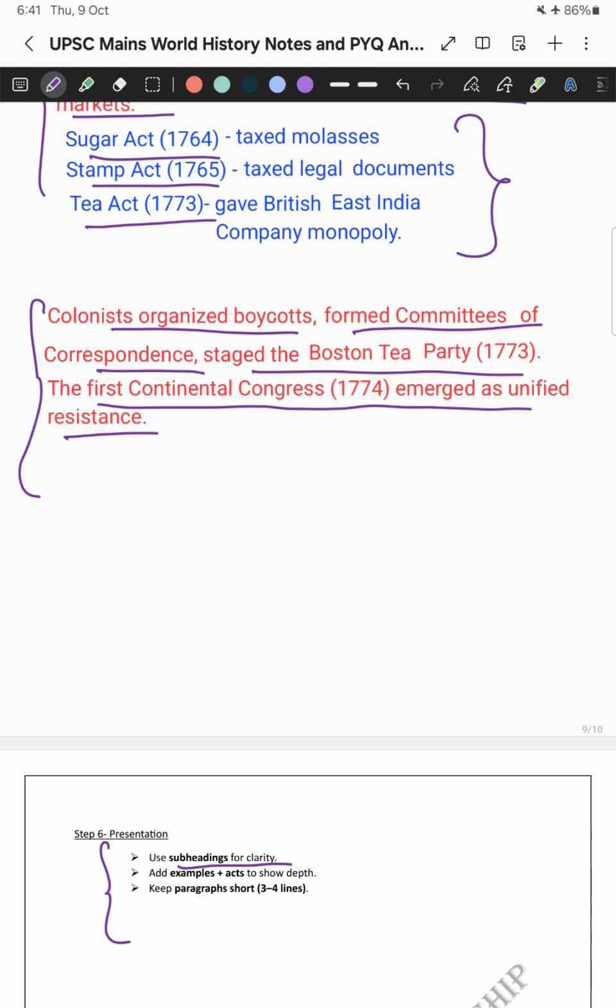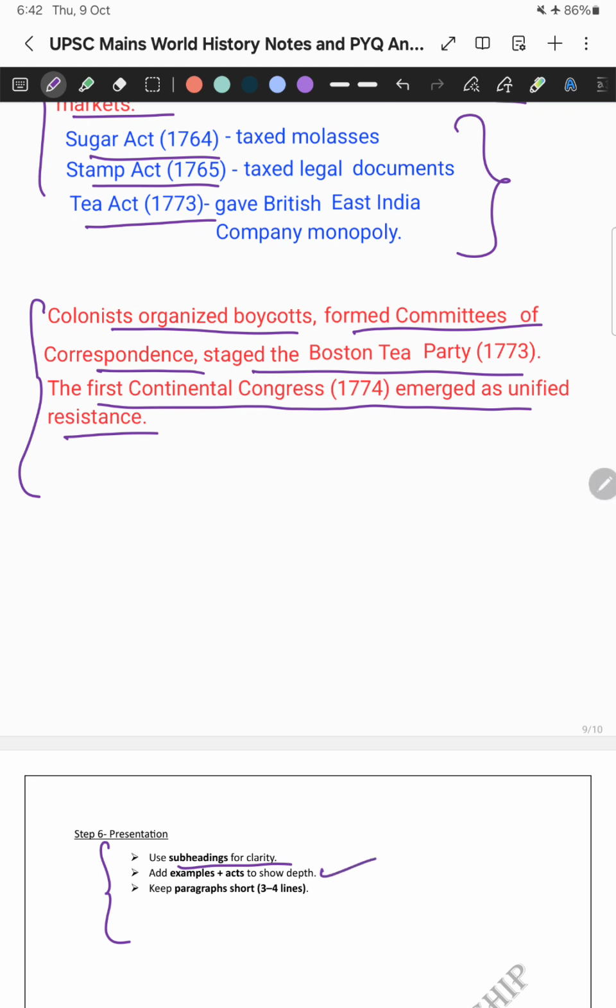Say, for example, when you are writing this particular answer, you can clearly give subheadings like mercantilist policies and colonial exploitation. You can give another subheading like economic impact on colonial society. You can give another subheading like the colonial resistance and mobilization. So in this way, you can give multiple subheadings. So it will be in a good presentable manner.